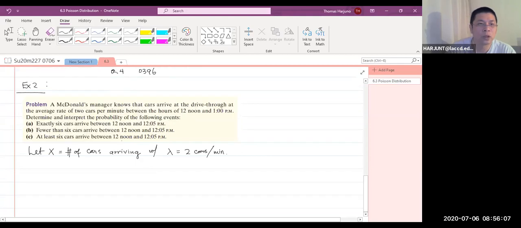So part A. Find the probability exactly 6 cars arrive between 12 noon and 12:05. You will see that here the time is 5 minutes, from 12:00 to 12:05. That's a 5 minute period. So what is the average for 5 minutes? The lambda will be multiplied by 5, 2 times 5, 10 cars in a 5 minute period.